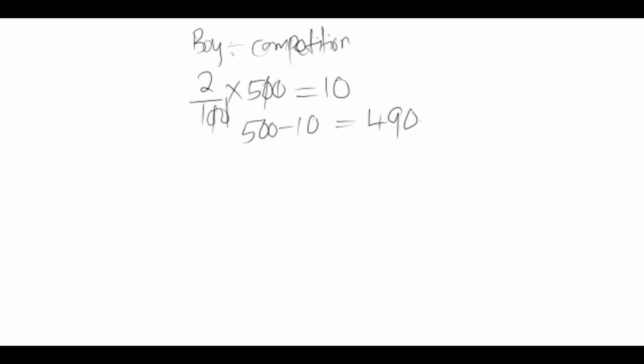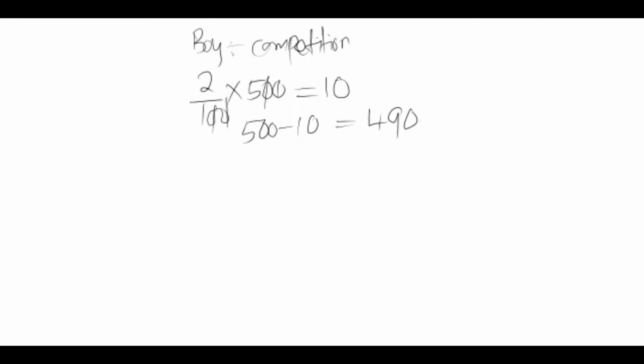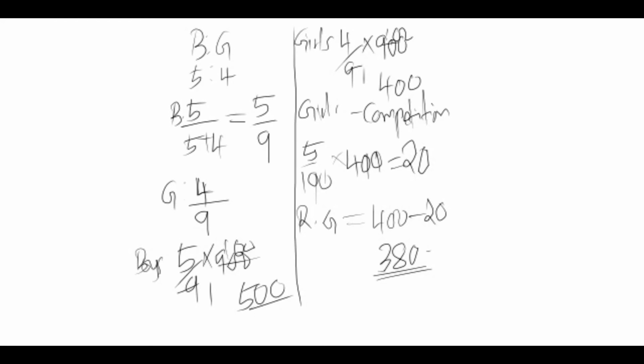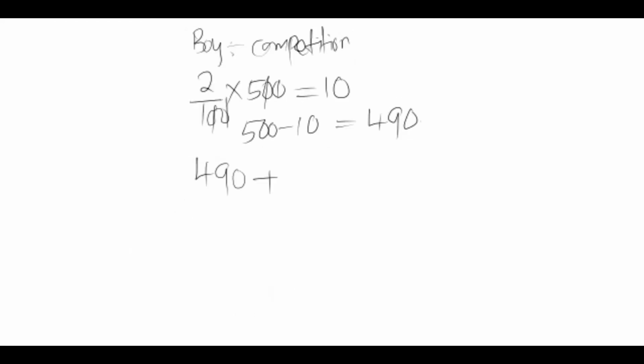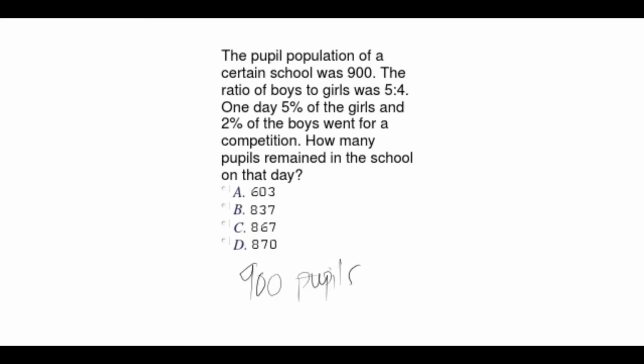So the total number of pupils who remained in school will be 490 plus girls who remained in school were 380. So we have 490 plus 380. So this is 0 plus 0 is 0, 9 plus 8 is 17, we carry 1. So we have 870 pupils. So those who remained in school is 870.